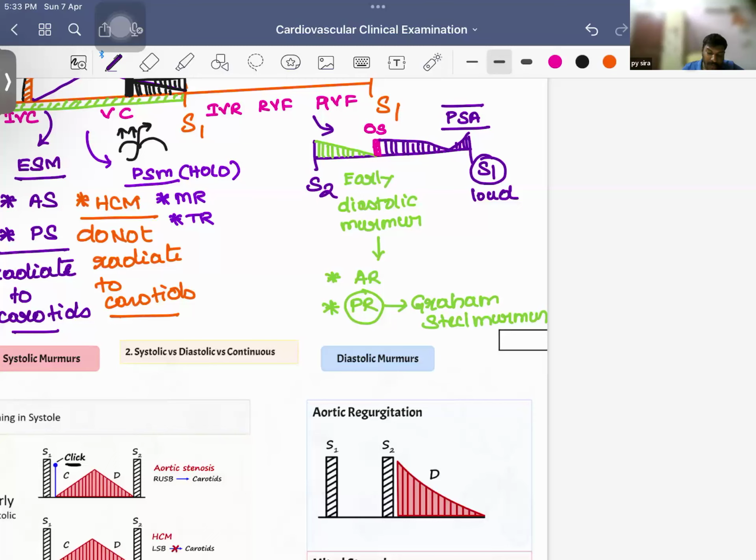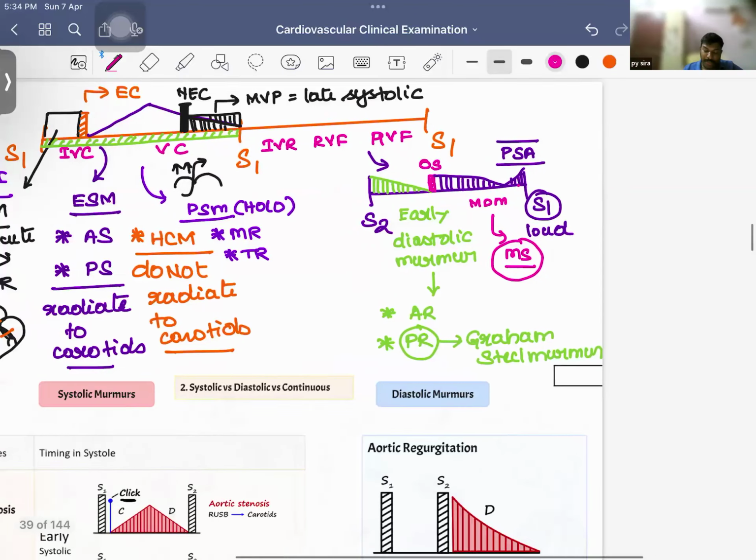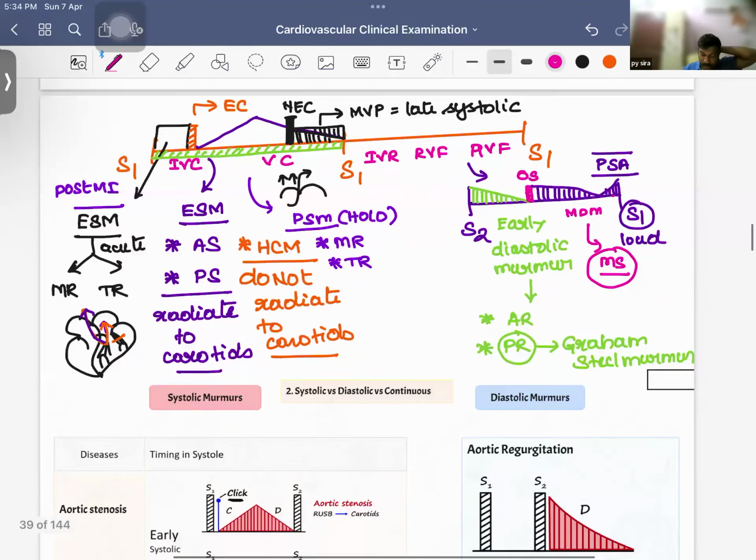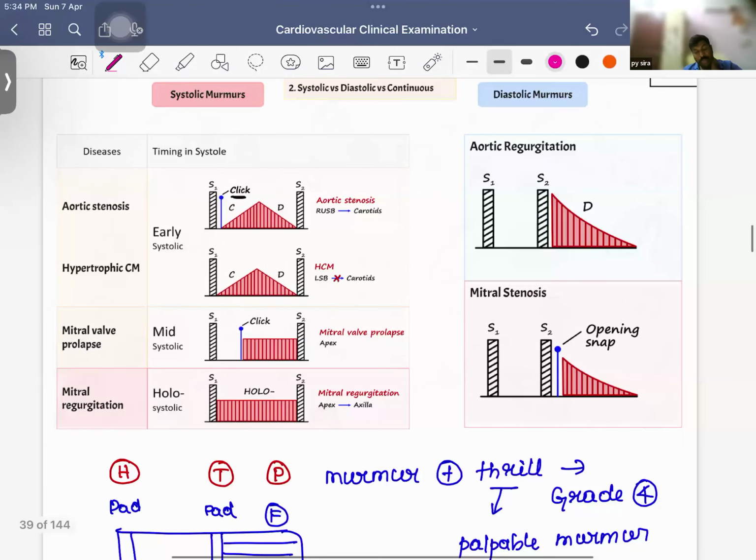This kind of mid-diastolic murmur is seen in mitral stenosis. This mitral stenosis murmur is associated with an opening snap, a mid-diastolic murmur, pre-systolic accentuation, and a loud S1. These are the characteristics of mitral stenosis, and it is very, very important for your exam. This whole overall picture summarizes what we have discussed.